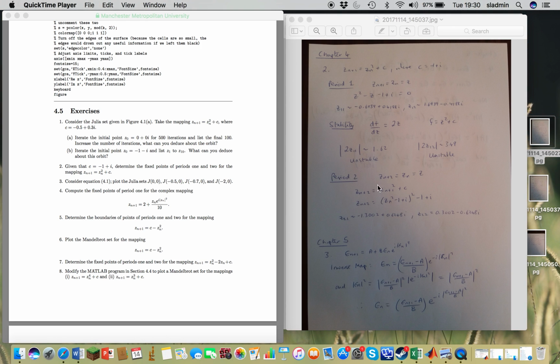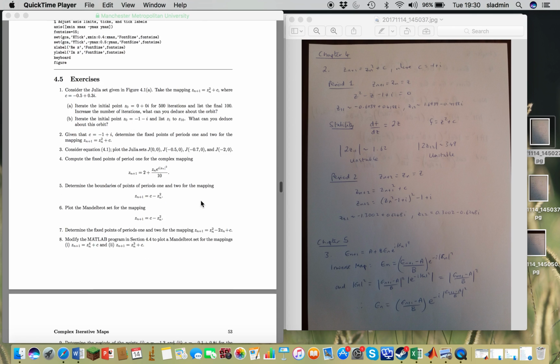To find the fixed points of period 2, we want to solve Z_{n+2} = Z_n = Z. So again, using iteration, Z_{n+2} is Z_{n+1} squared plus C, but we know what Z_{n+1} is, so we substitute that in, and you can see we get this quartic equation, which again we can solve with MATLAB. If you solve this with MATLAB, then we get Z21 is this point, and Z22 is this point. So these are fixed points of period 2. And notice that the fixed points of period 1 also appear here, but we discount those points.